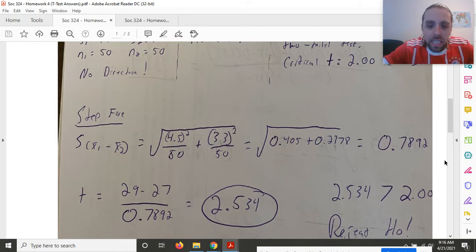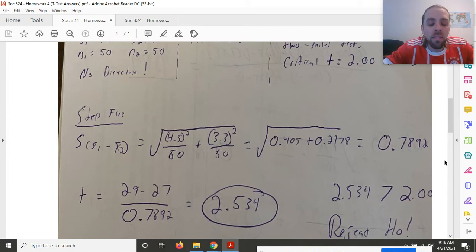I first need to calculate S of x bar 1 minus x bar 2, and then that will go in the denominator of my t formula. S of x bar 1 minus x bar 2 is the estimated difference between the standard errors of our two hypothetical populations here, males and females.